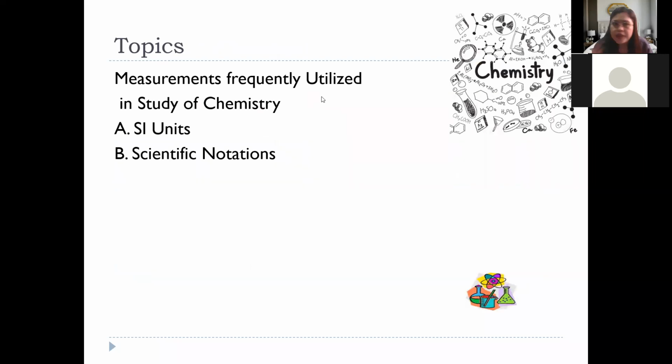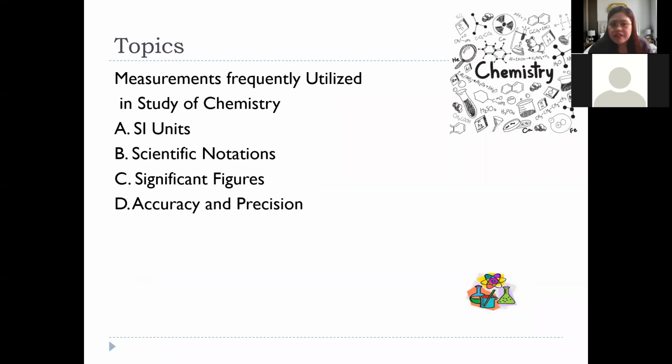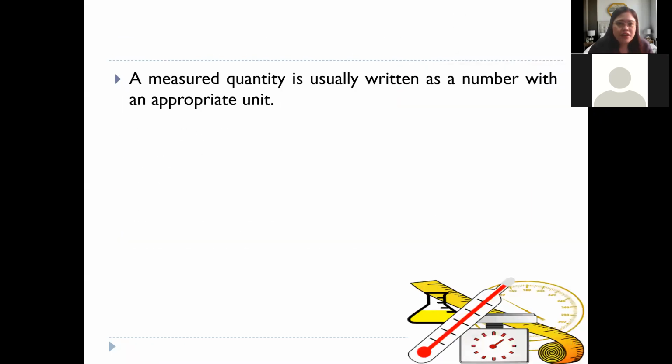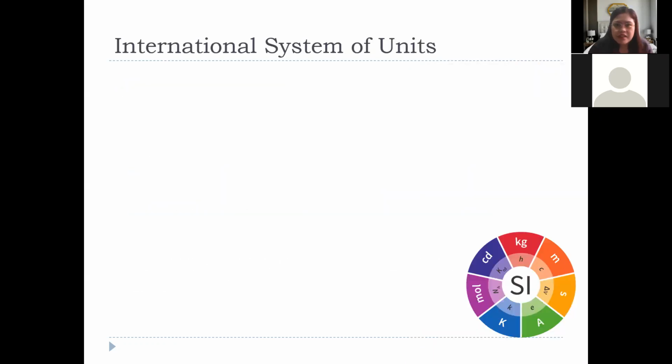I guess we are done with the SI units. We are now sa scientific notations. After the scientific notations, we will have the significant figures, and lastly, we have accuracy and precision. So I guess we started discussing this.